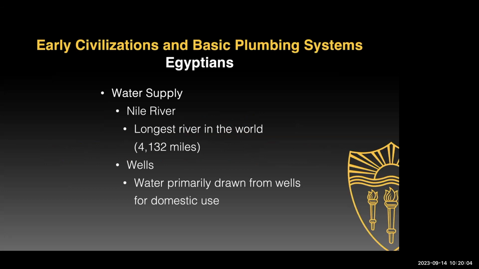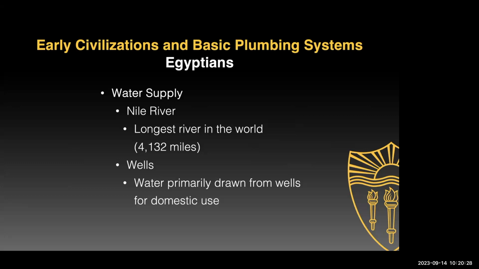So the Egyptian empire, they became empires because they're good at doing things, and here's one of the things they did well. So most of their water came from the Nile River, and the Nile River, for those of you who may not know, is the longest river in the world. It's 4,132 miles. So it's a very long river, and that was their source of water.